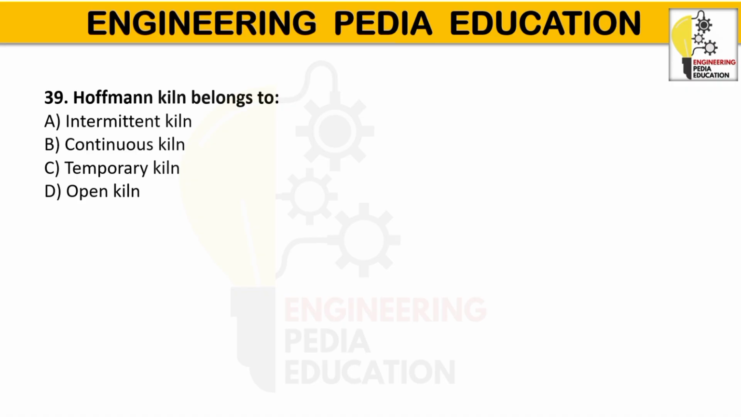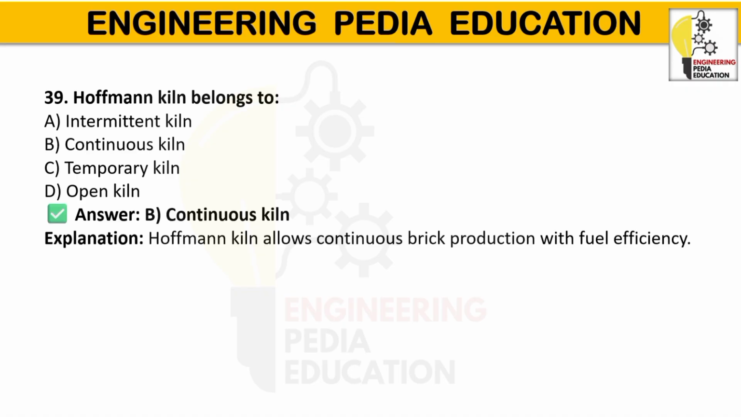Hoffman kiln belongs to intermediate kiln, continuous kiln, temporary kiln, or open kiln. So the correct option is that Hoffman kiln belongs to continuous kiln. Hoffman kiln allows continuous brick production with fuel efficiency. It is used for large scale manufacturing. For small scale we use clamp, and for large scale we use Hoffman.